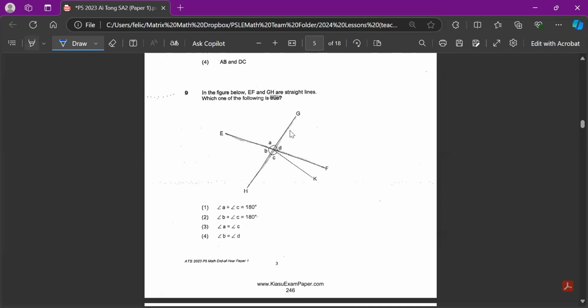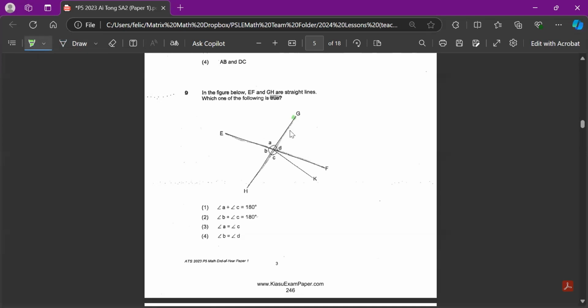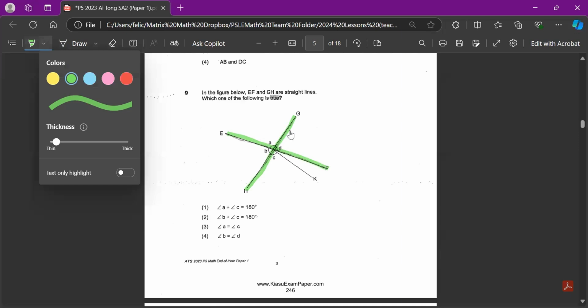They're not even vertically opposite in the first place. So you might want to use your highlighter to highlight the straight lines. Then if you want to decide whether angles are vertically opposite, it might be easier for you to tell. So let me just highlight this, GH and EF.